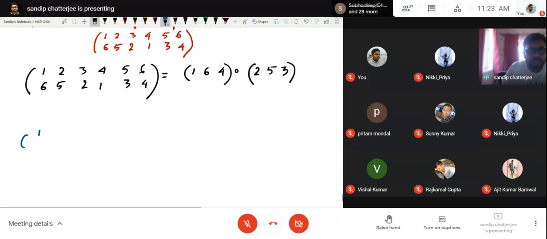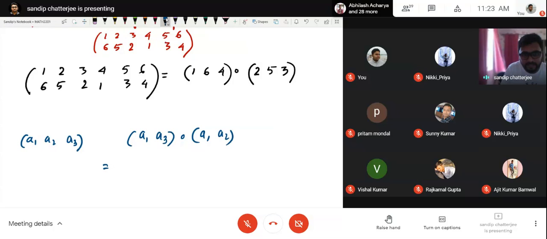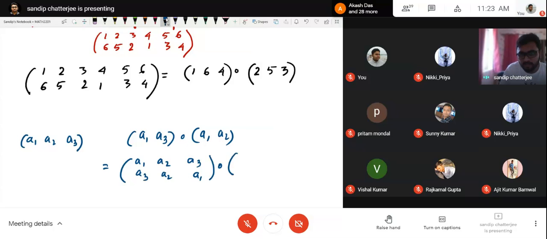if I have an arbitrary cycle, say A1, A2, A3. The question is how you can write this cycle A1, A2, A3 as a product of 2-cycles. Let us consider the product (A1, A3) with (A1, A2). So this can be written with A1, A2, A3 as my symbols. A1 maps to A3, A3 maps to A2 is the meaning of the first one, and the second one is (A1, A2).